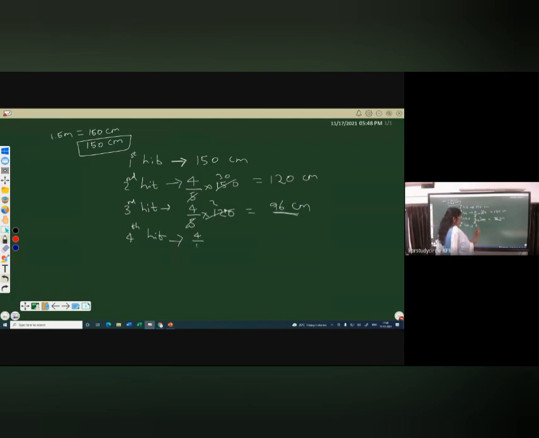So 4 by 5 into 96, and I will get 76.8 centimeter. Will the ball bounce again? Yes, the ball bounces again because 76.8 is greater than 50 centimeter. Again, I'm checking for 5th hit.